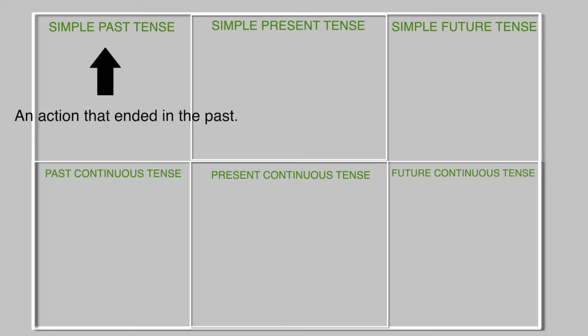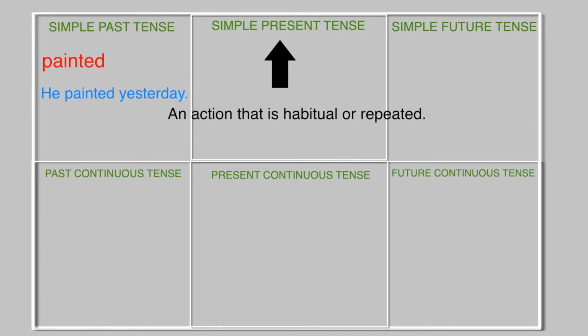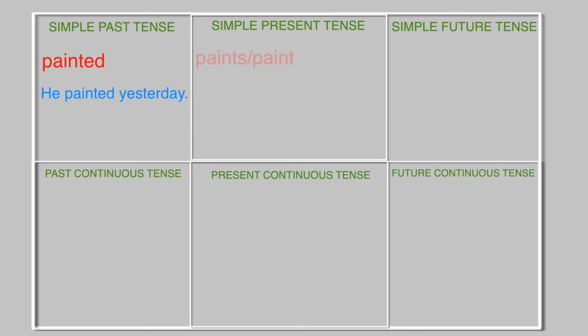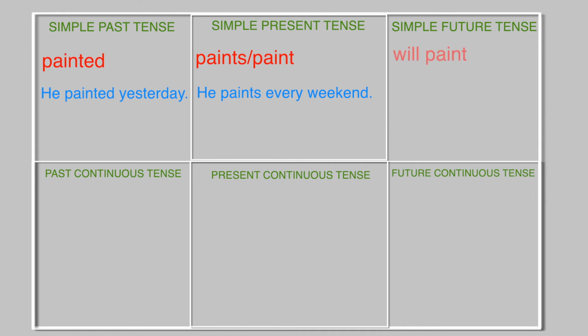Simple past tense, an action that ended in the past. Painted. He painted yesterday. Simple present tense, an action that is habitual or repeated. Paints, paint. He paints every weekend. Simple future tense, a plan for an action in the future. Will paint. He will paint tomorrow.